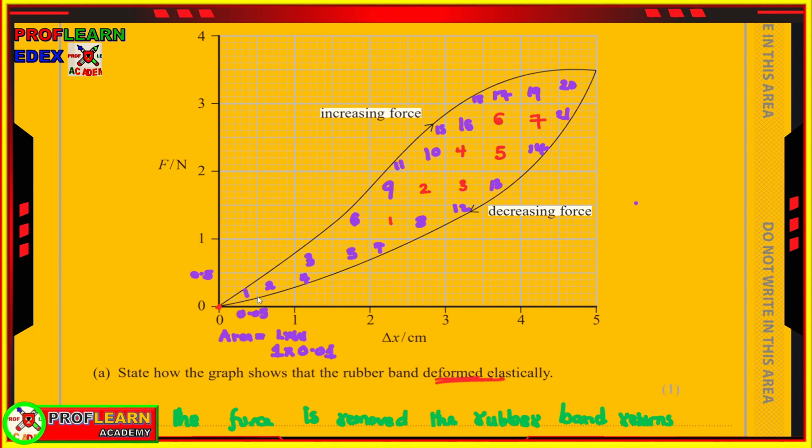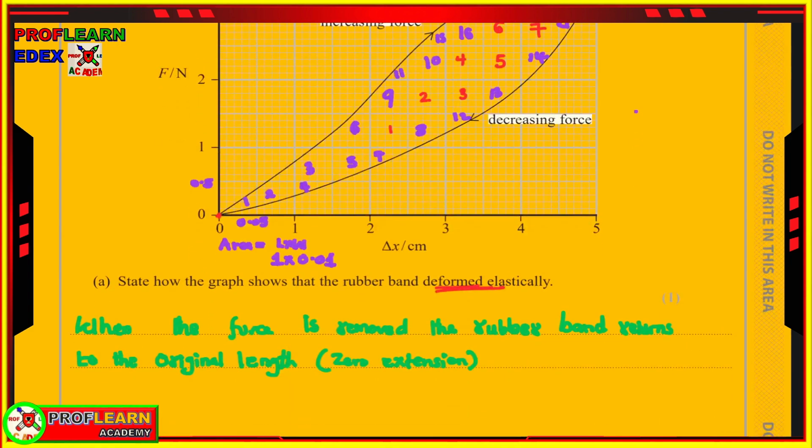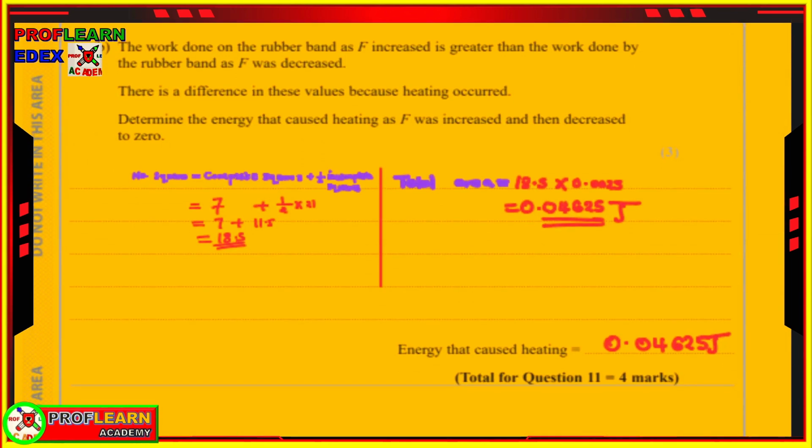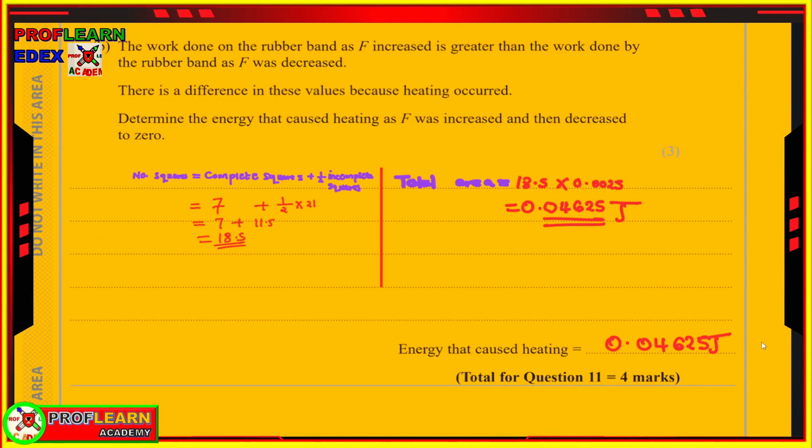Now, let's see the response I gave. When the force is removed, the rubber band returns to the original length. That's shown by the zero extension that we are having at that point. Now, the work done on the rubber band as F increased is greater than the work done by the rubber band as it was decreased. There is a difference in this value because of the heating and the thermal energy transfer that takes place. I've already opined that. Determine the energy that caused heating as F was increased and then decreased to zero.